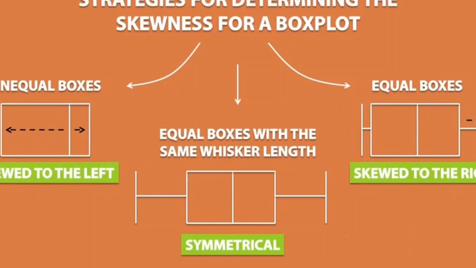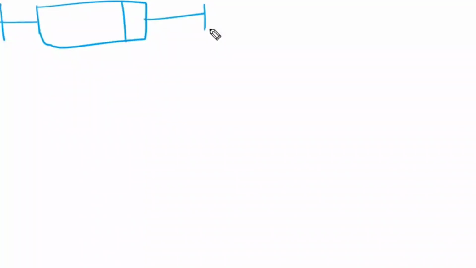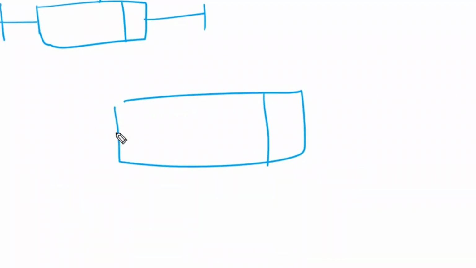Right? So here I am drawing an example. Now for this, is it left skewed or right skewed? Left skewed. First priority only for the box. For example, the box is like this, and you have a short whisker and a long whisker like this. Again, it is left skewed.